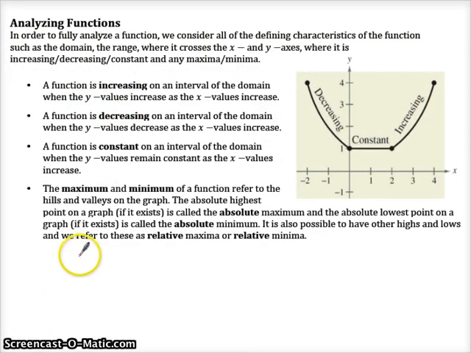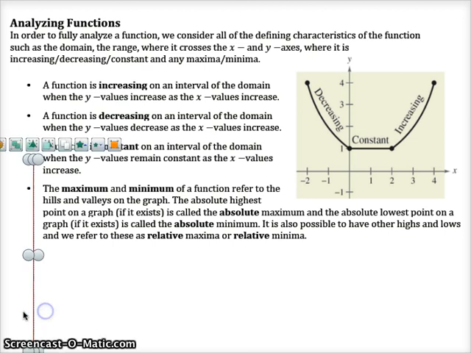Okay, in order to fully analyze a function, we've got to think about all these other things. When is it increasing? When is it decreasing? And we've already done domain and range. When is it constant? This is a good picture illustrating what these three things mean. Decreasing is when it's, and again, we're talking about going from left to right. So I don't know if this is sort of fair or not.